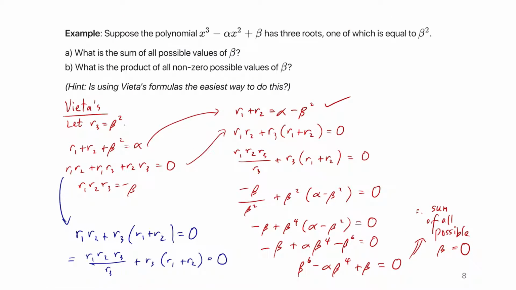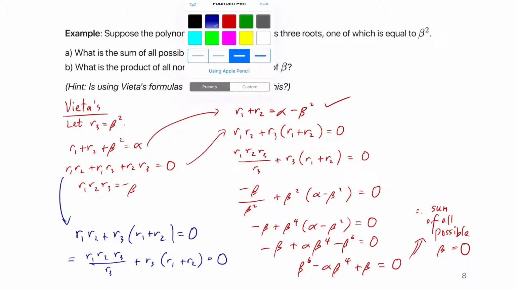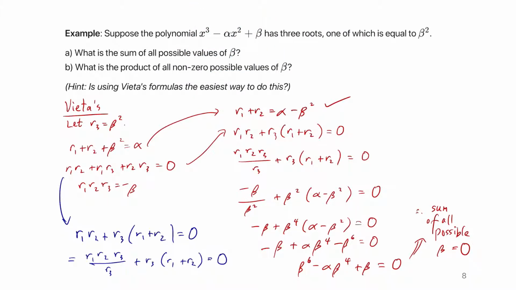Okay. So does anyone see the trick now? Like, why do we not have to do any of this? Do you have an answer? Just plugging in beta squared. Yeah, exactly. So we could have arrived at the exact same result by just plugging in beta squared here. And it'll give you the exact same thing. You get beta to the 6 minus alpha beta to the 4 plus beta is 0. And you're done.